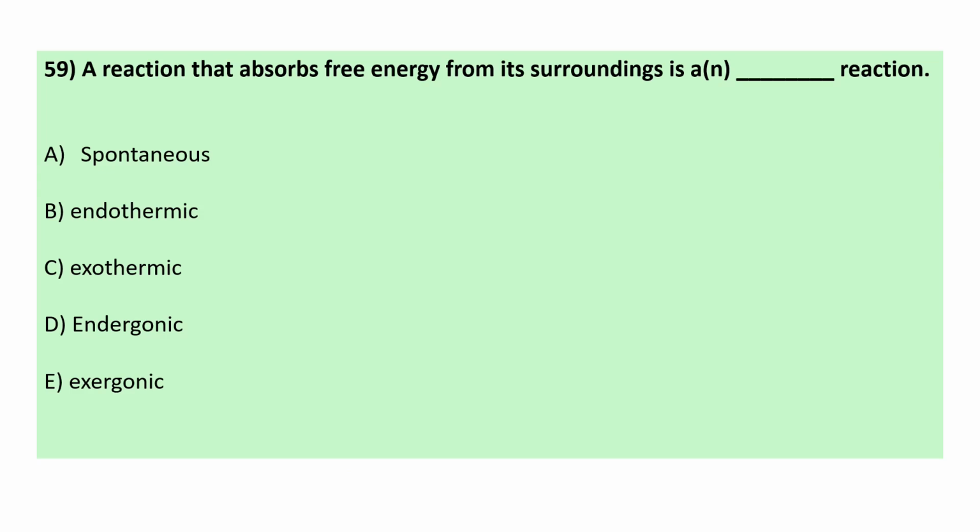To answer this question, you need to know what free energy is. So, a reaction that absorbs free energy from its surroundings, this is fundamental, and this delta G is important. What type of reaction is it? If you remember, free energy is the amount of energy that can be used for work, and it is related to the concept of being spontaneous. This delta G is endergonic or exergonic, depending on whether the delta G is positive or negative.